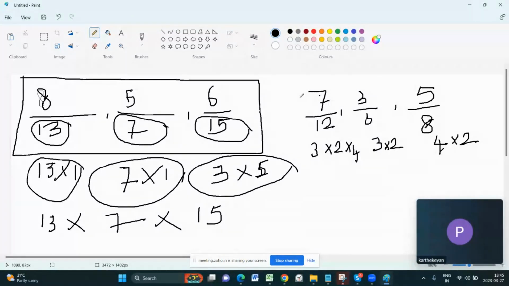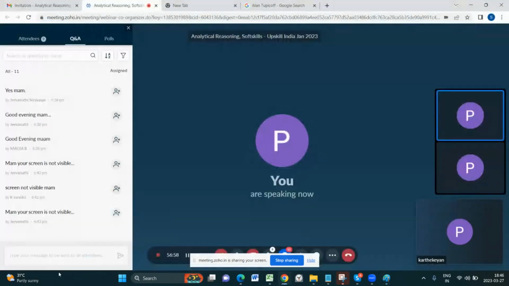Now I am taking another set of numbers, 7 by 12, 3 by 6, 5 by 8. I can rewrite 12 as 3 into 2 into 2, correct? 3 2s are 6, 6 2s are 12. 6 I am writing as 3 into 2. And 8 can be written as 4 into 2. What is the common factor across the three? Can I expect some common factor between the three? 2. Very good. Excellent.